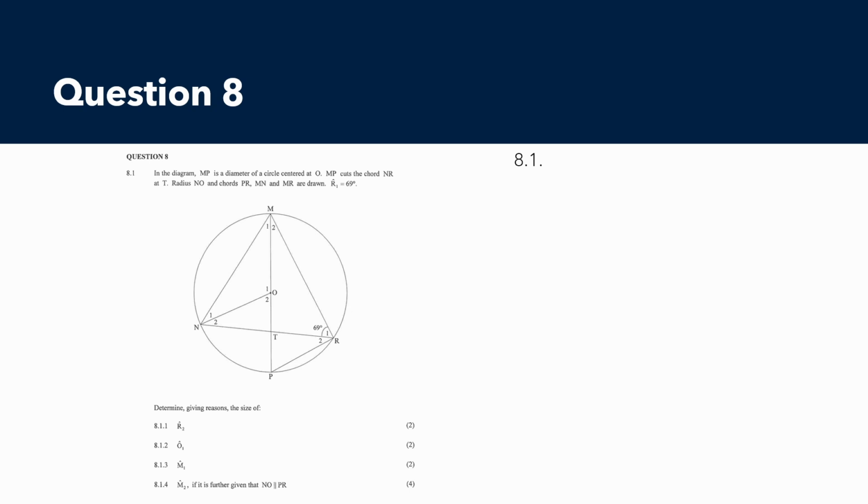In the diagram, MP is a diameter of a circle centered at O. MP cuts the chord NR at T. Radius NO and chords PR, MN and MR are drawn. Angle R1 is equal to 69 degrees. Determine, giving reasons, the size of 8.1.1 angle R2.